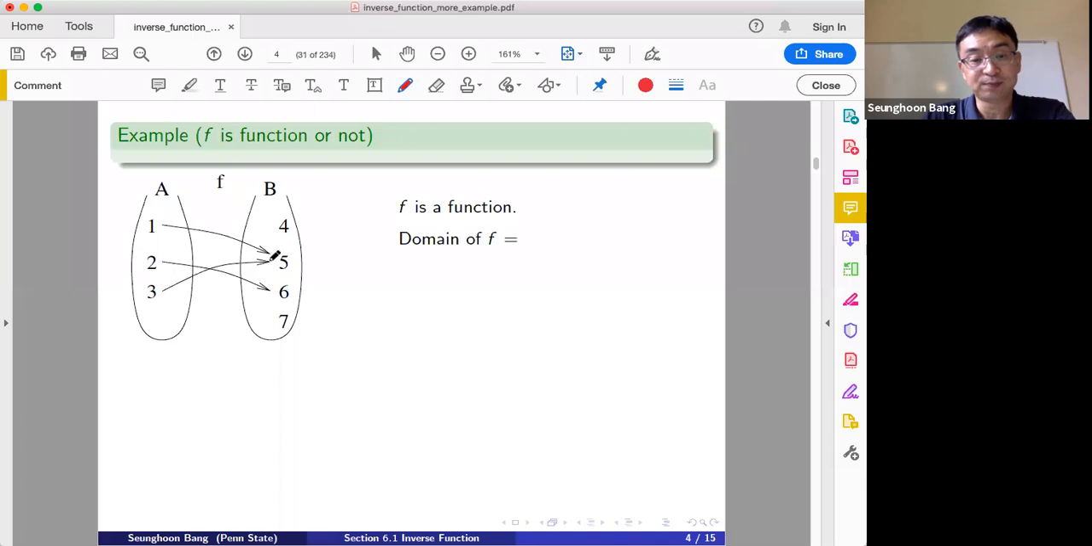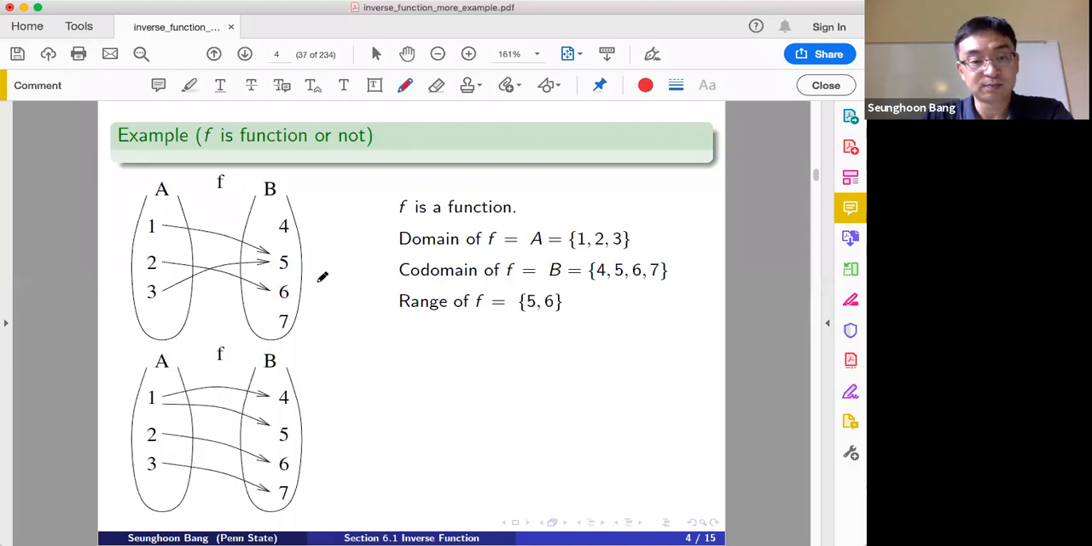What's the domain? Could you write your answer on the chatting board, please? Yeah, okay. You're right. This is the whole A. The whole A is the domain. The codomain is the whole B: 4, 5, 6, 7. The range is only the assigned numbers, 5 and 6, only two numbers.